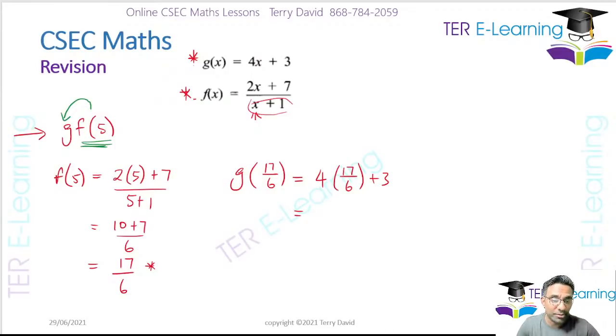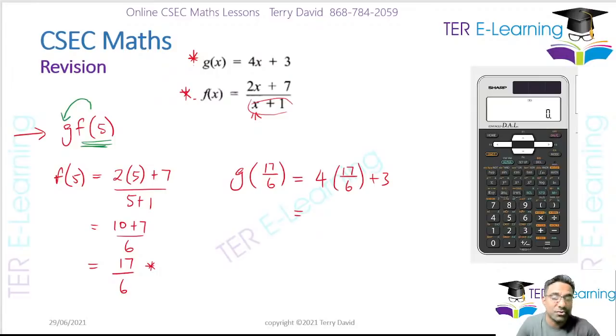Now, you all should be comfortable, whatever calculator you're using, with substituting numbers in your calculator. I like to show my students how to use their calculator, because there are students who have problems working out something simple like this. So here's what you need to do. You want to work out 4 multiplied by 17 over 6. So I'm going to press 4 multiplied by 17.